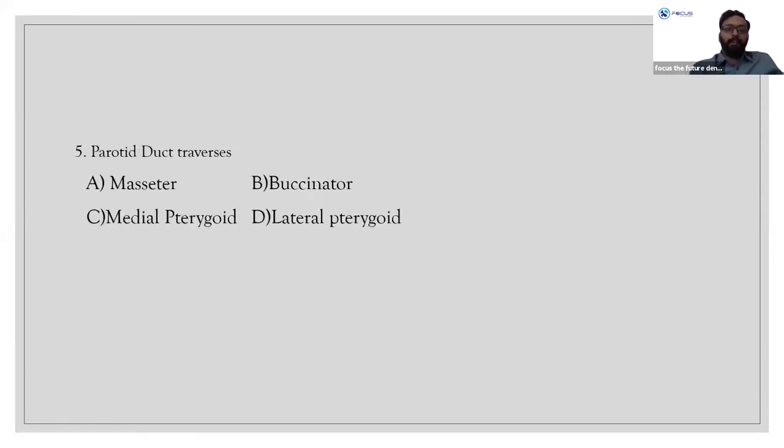Parotid duct traverses which muscle? I said it pierces three structures. One is the buccal pad of fat, buccopharyngeal fascia, and which muscle? Are you asking regarding the parotid duct, Sujay? Yes, buccinator is the answer.